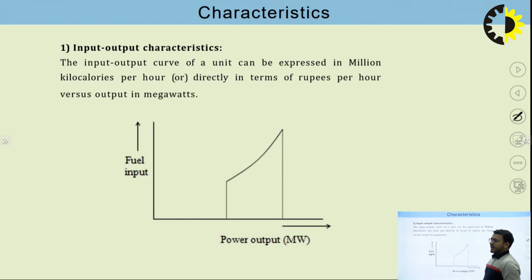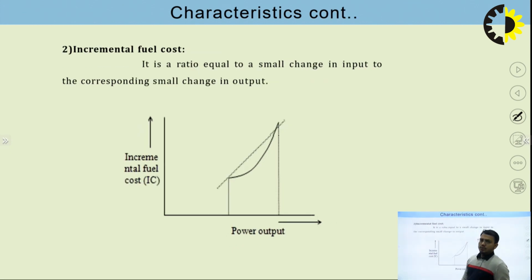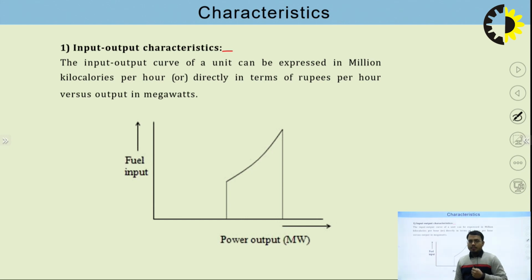Now, there are several characteristics through which we can get an idea of how the thermal power plants will operate. The first characteristic is the input output characteristic. So if we talk about a simple thermal power plant, what will be the input and what will be the output? For answering this, you must know how the thermal power plant operates, what is the basic criteria of operating a thermal power plant.